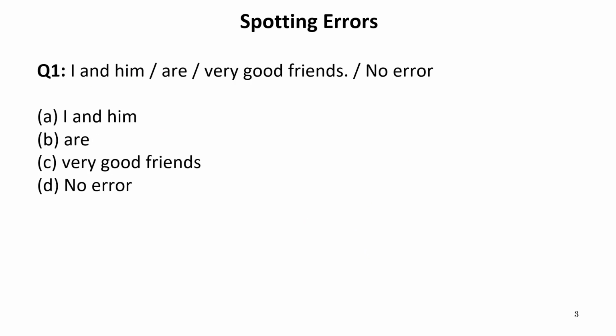So let us begin. The first question is: I and him are very good friends. Now let us see the sentence in parts. The first part is I and him. Second is are, and then very good friends. In the first part, it is written I and him. This pronoun him is incorrect. It should be he in place of him. Why so? Because whenever a subject is there, it is written only in nominative case if it is in pronoun.